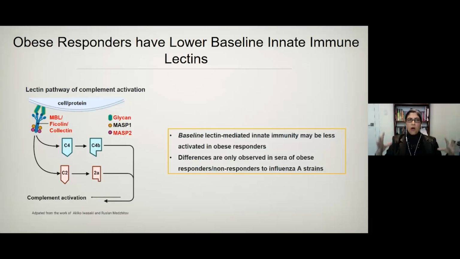So the overall conclusions from this are that there seems to be lower baseline lectin-mediated innate immunity in obese responders. And people have shown that you have a better response in adaptive immunity if you have lower initial levels of IgG and IgM. And it seems that the same may be true for the innate immune system. But the differences right now are only observed in the sera of obese responders versus non-responders and only to the influenza A strains, arguing that we really need to take strains into account and think much more broadly about this.